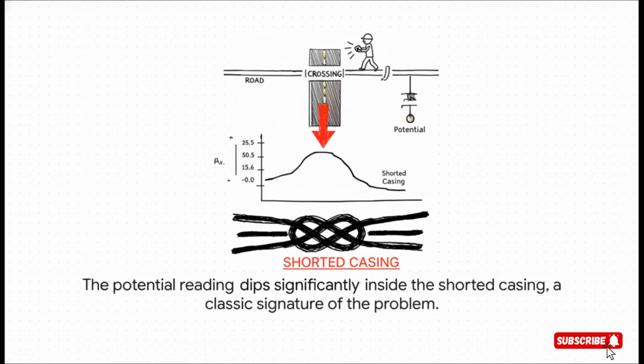Imagine a technician walking along the pipeline, taking a voltage reading every few feet. A healthy, protected pipe will have a nice high negative voltage. But look what happens when we get to the road crossing. Whoa! The reading takes a massive nosedive. That sharp dip is the classic, textbook signature of a shorted casing. It is a giant red flag waving at you.